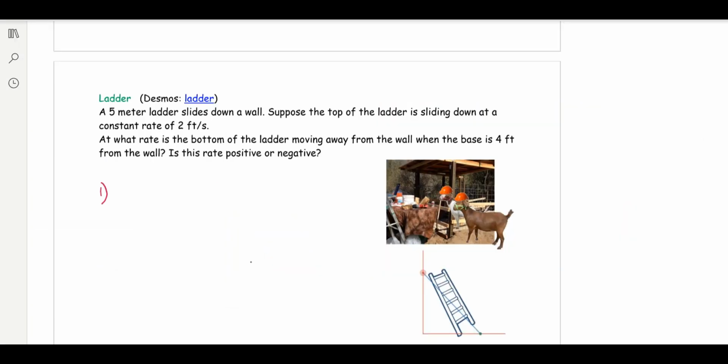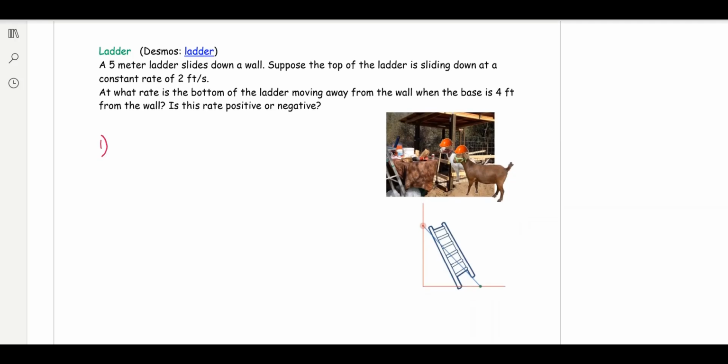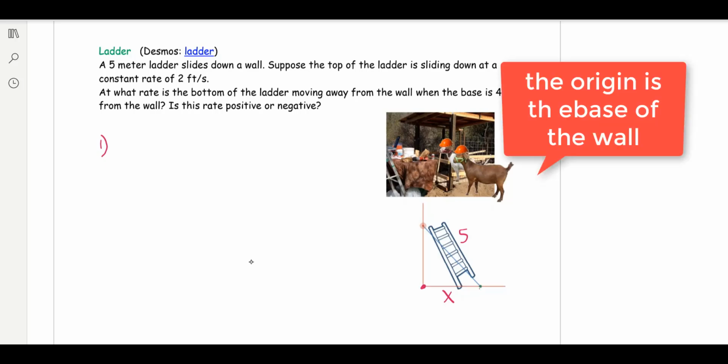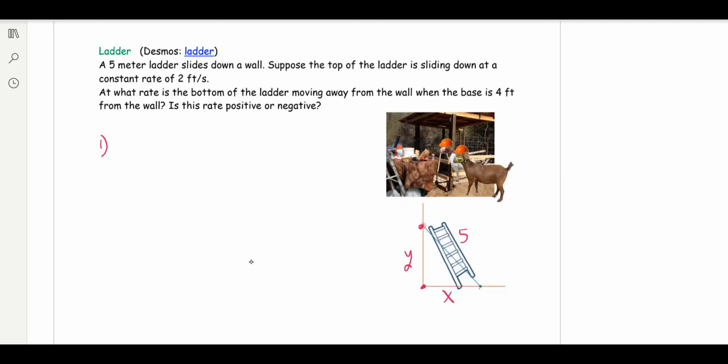Step one, let's identify our variables. We've got a triangle here. The hypotenuse is 5. Let x be the distance from the origin to the green dot, and let y be the distance from the origin to the top of the ladder. All right, and so for this one, I think we want to use the equation x squared plus y squared is 25, because we're going to be comparing the rates dy/dt and dx/dt. So let's see what we're given. You should pause, do the given and want on your own, and make sure you can do it.